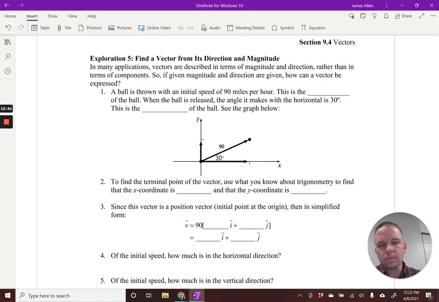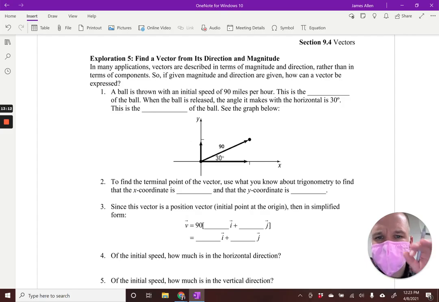Awesome. Alrighty. A little exploration, shall we? Love exploring with math. I always loved that, when I got that in a math class. We're like, let's explore. It's like, no. But yes, let's do it. Alrighty. Find a vector from its direction and magnitude. So in a lot of applications, vectors are going to be described in terms of our magnitude and the direction rather than in the components, okay?